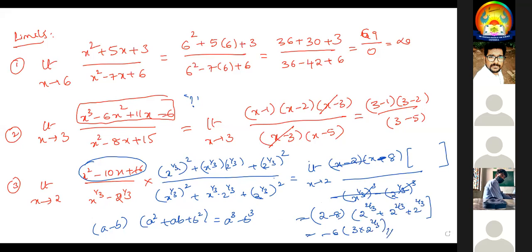Leave it like that. This is the thing we discussed that day. This is called A and this is called B. A minus B means we multiply with A square plus AB plus B square, and it becomes A cube minus B cube. Please copy it. Now I'll explain a short method to factorize this. In the third question, the answer is minus 6 into 3 into 2 to the power 2 by 3.